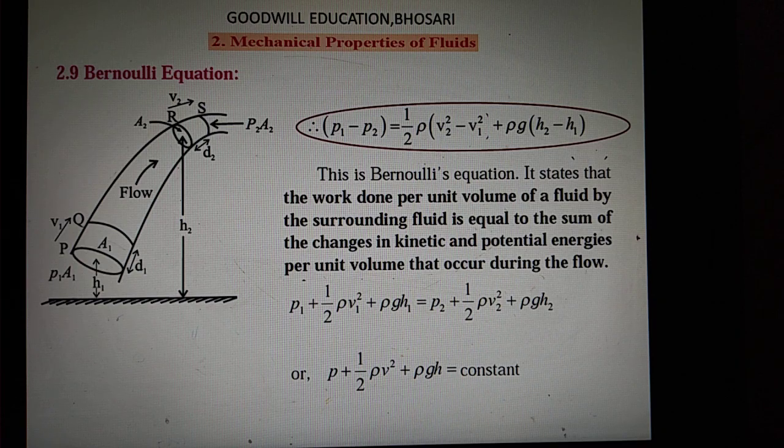Any doubt? So this is all about Bernoulli's equation. In the next lecture we will see the application of Bernoulli's equation. Okay, thanks.